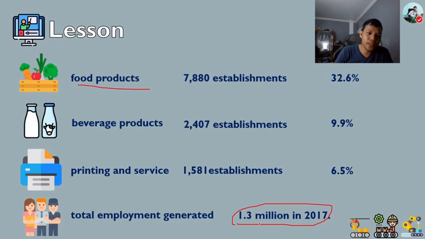So that is, again, the good side of the manufacturing industry. The more manufacturing industry there is, the more job opportunities there are. It generates employment for, for example, jobless people within a certain location or place. Again, as to records, many establishments arise because of food products. This is the top one. The second is beverage products, the third is printing and service, and the fourth is the total employment generated.